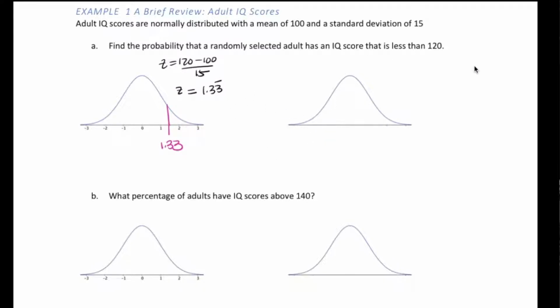And we want to know the probability that a z-score is less than this value. So that's this left-hand side. And the area here will give us this probability.